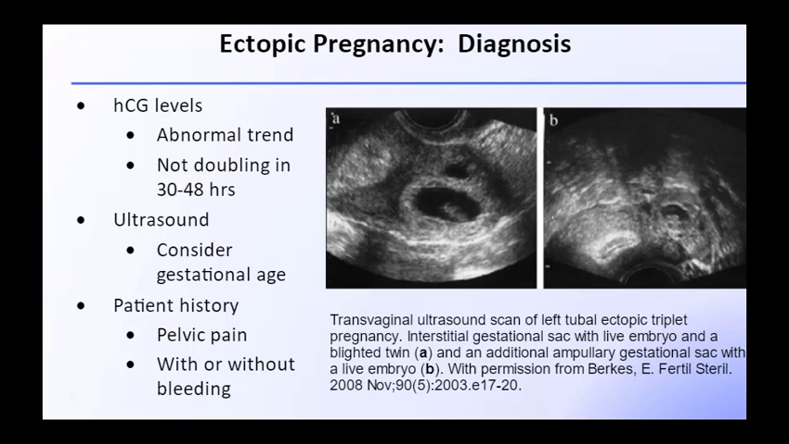For instance, a normal twin pregnancy may not be visible in the uterus despite the fact that HCG levels exceed 2,000 international units per liter. Shown here is a transvaginal ultrasound scan of a left tubal ectopic triplet pregnancy. The interstitial gestational sac with live embryo and a blighted twin is seen in the left image, and an additional ampullary gestational sac with a live embryo in the image on the right.